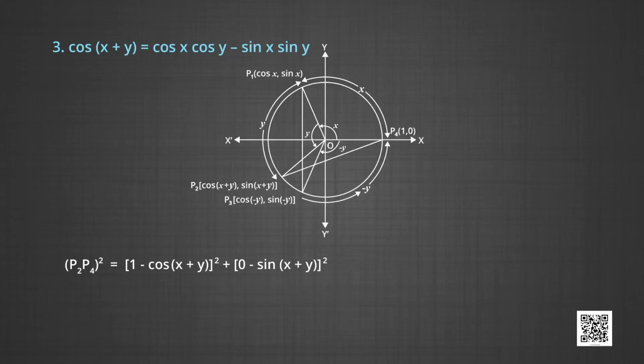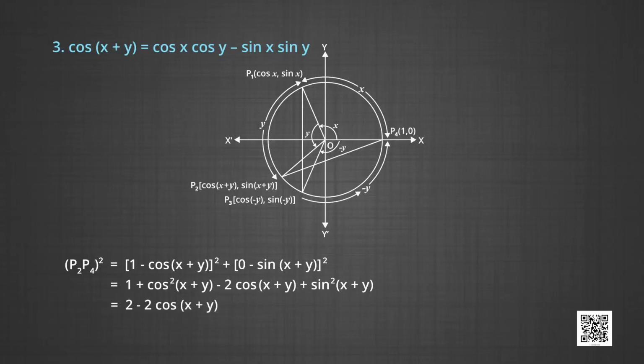Now, let us take P2P4 the whole square, which is equal to 1 minus cos of x plus y the whole square plus 0 minus sin of x plus y the whole square. On expanding, this comes out to be equal to 1 plus cos square of x plus y minus 2 times cos of x plus y plus sin square of x plus y. We again replace cos square of x plus y plus sin square of x plus y by 1, which gives the value of P2P4 the whole square as 2 minus 2 times cos of x plus y.